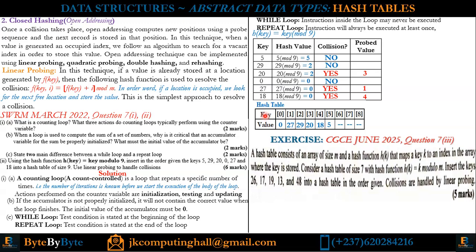The question says, a hash table consists of an array of size m and a hash function h(k) that maps a key k to an index in the array where the key is stored. Consider a hash table of size 7 with hash function h(k) equal to k modulo m. I am just helping you: the size is 7, so m here is 7. Insert the keys 26, 17, 19, 13, and 48 into a hash table in the given order. Collisions are handled by linear probing. 5 marks, dear students. This is a gift.